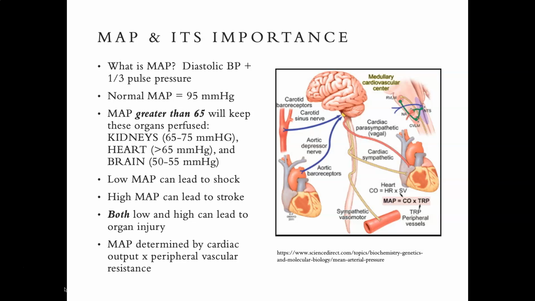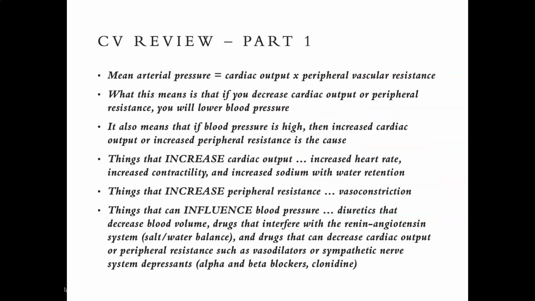MAP is determined by your cardiac output times your peripheral vascular resistance. So what does this mean? It means that if you decrease your cardiac output or you decrease your peripheral vascular resistance, you lower blood pressure. Make sure you understand this. So your MAP, your mean arterial pressure, is cardiac output times peripheral vascular resistance. If you decrease one or the other, you will lower blood pressure. Please make sure you know this.